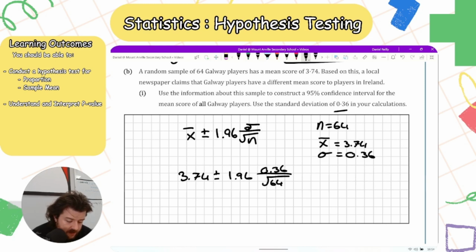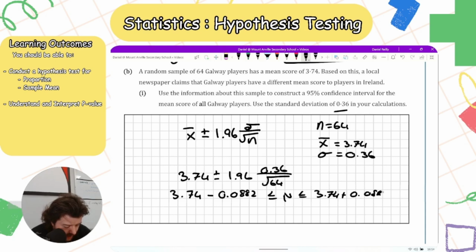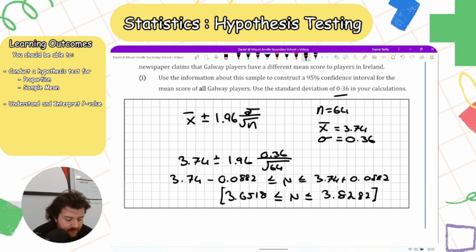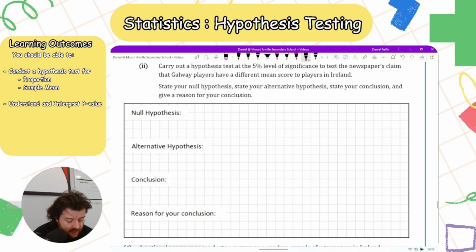This here will give me 3.74 minus 0.0882 and 3.74 plus 0.0882. So this would be 3.6518, and my upper bound would be 3.8282. So, that's it. That's my 95% confidence interval.